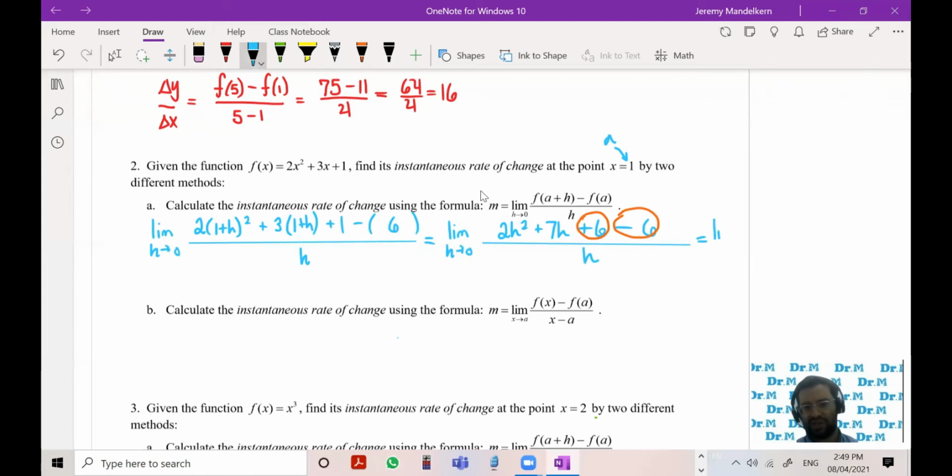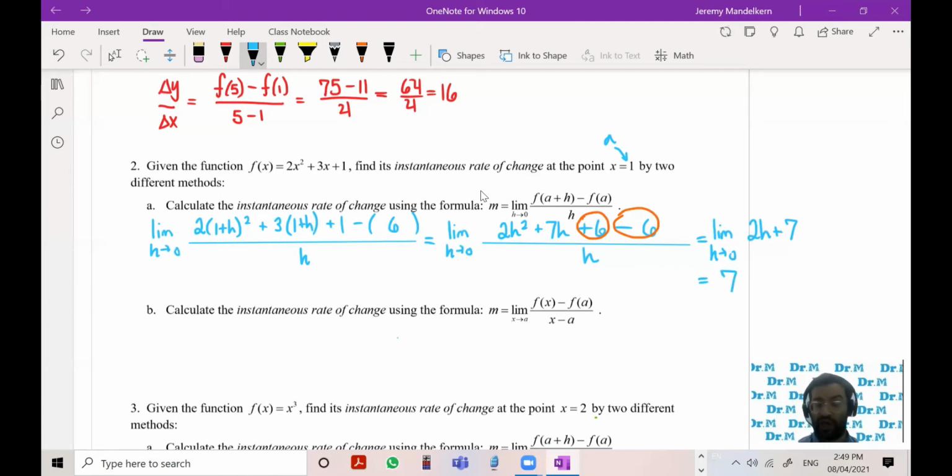So we get just the limit as h goes to 0 of 2h plus 7. And this limit is evaluated directly by replacing h by 0. It gives us the value 7.